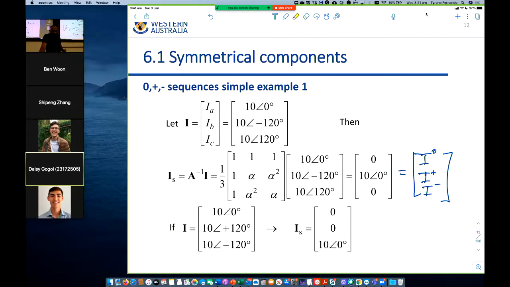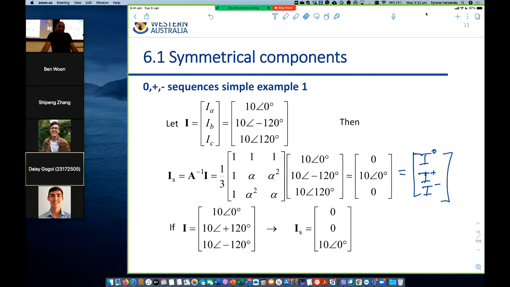Okay, so we have now an example, right? Current in phase A is 10 angle 0, current in phase B is 10 angle minus 120, current in phase C is 10 angle positive 120. So can you tell me if these currents are balanced or not? They are balanced, right? A has an angle 0, B is lagging A by 120, and C is lagging B by 120 as well. So they are actually symmetrical.